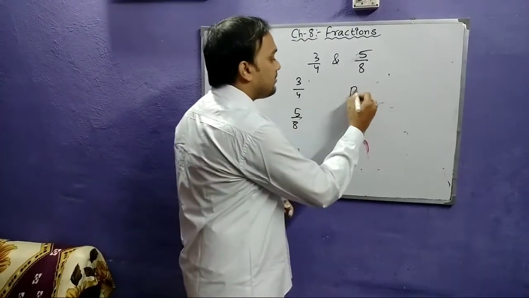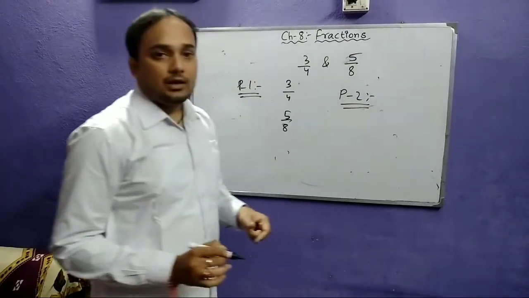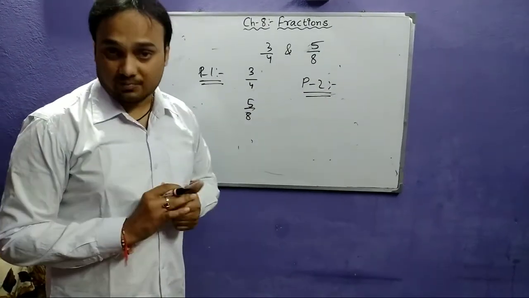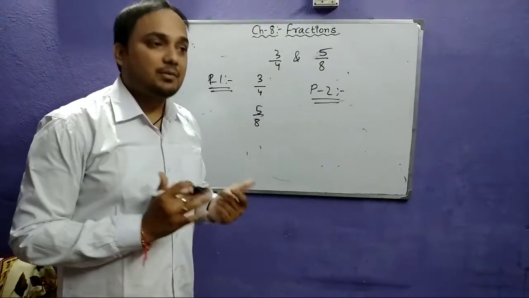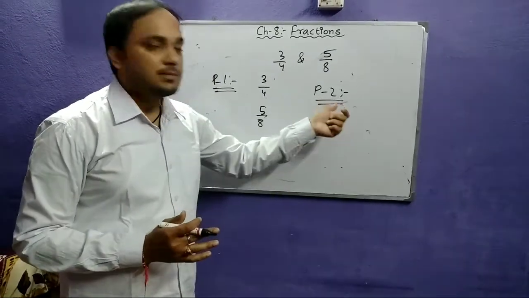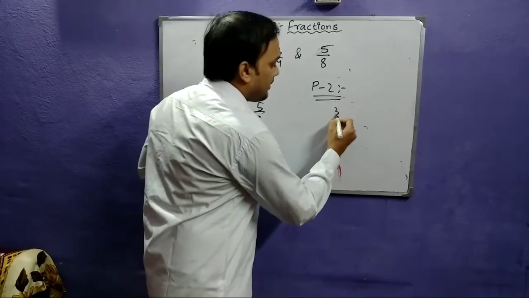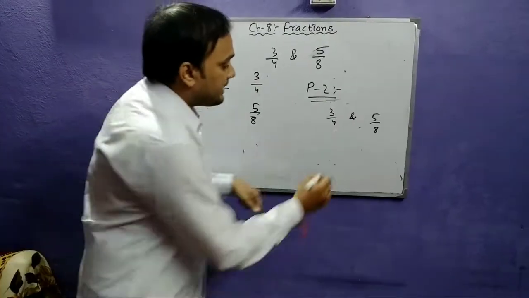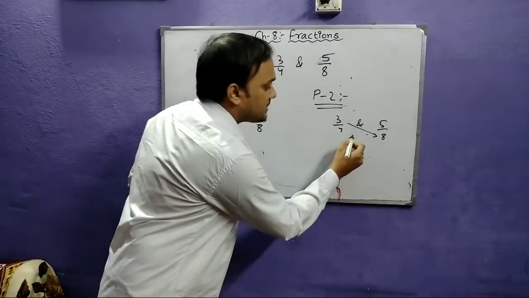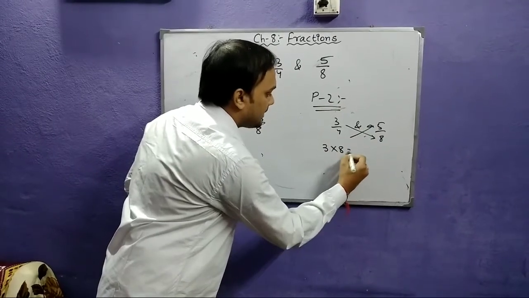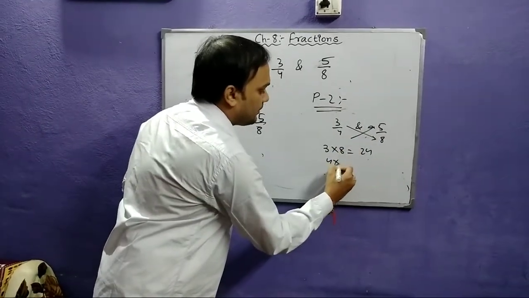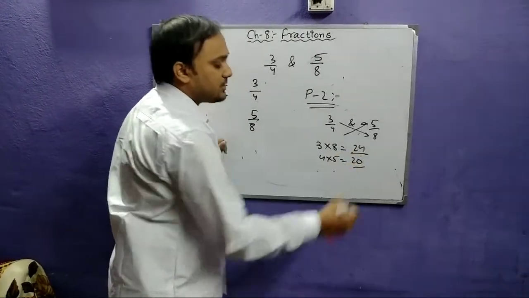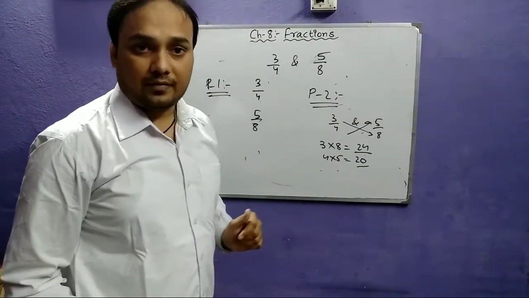Now come to process number 2. I think this will be much easier for you, because in the first method you have to convert both fractions into the simplest form, which may be hectic and lengthier. In this method it will be very easy. You have 3 by 4 and 5 by 8. You just multiply 3 with 8 and 4 with 5. That means 3 into 8 is 24 and 4 into 5 is 20. You can see, students, that one is 24, the other is 20, both are not the same. So these are not equivalent fractions.